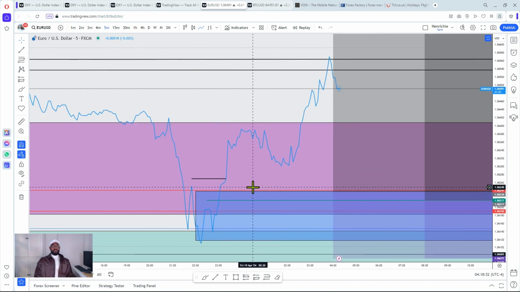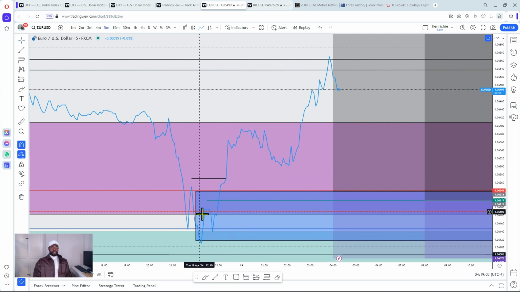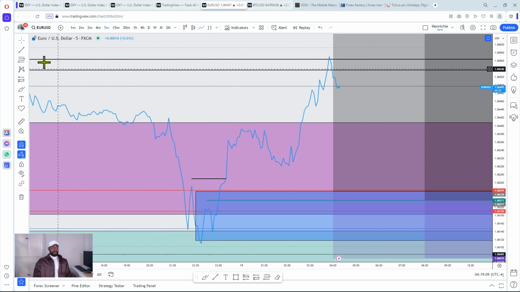Now looking at the 5 minute break of structure, where do you think we're anticipating an entry? Right here, the bodies of the candles created a high, created a low, and this is the break of structure, and this was the last down close candle before an expansion that broke structure. So if we want to buy, we want to buy from this key level. Anything above this key level is going to be our buy zone.